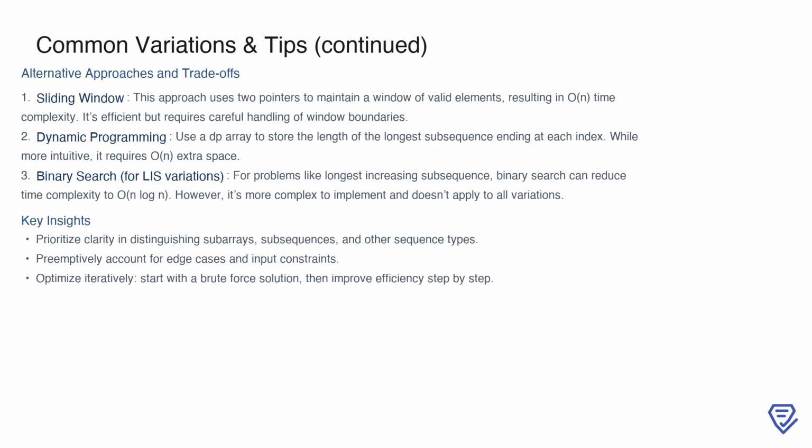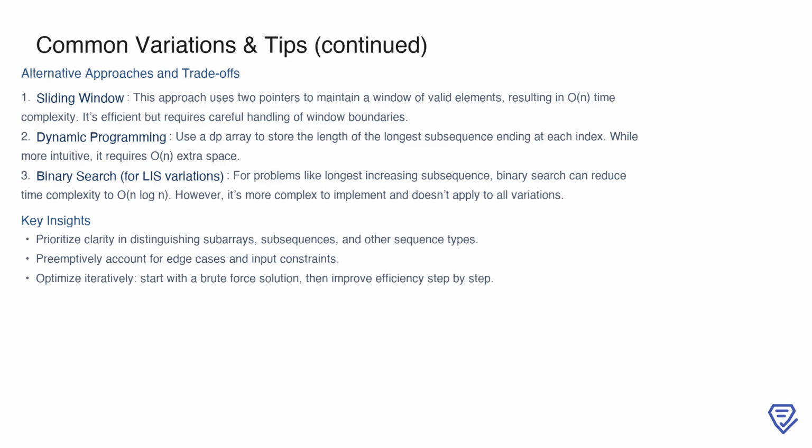Finally, let's touch on alternative approaches and the trade-offs involved. The sliding window method is a highly efficient approach with O(n) time complexity. By maintaining a window of valid elements using two pointers, it avoids redundant computation. However, you need to carefully manage the window boundaries to ensure correctness. Dynamic programming is another option, where you use a DP array to store the length of the longest subsequence ending at each index. This method is often more intuitive, but it comes at the cost of O(n) extra space.